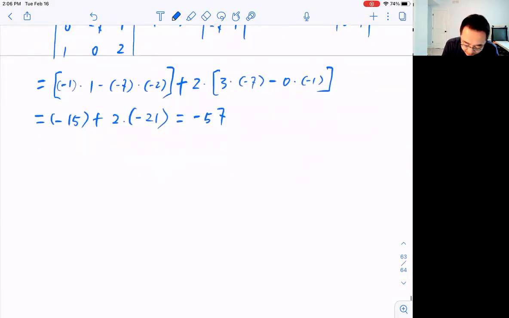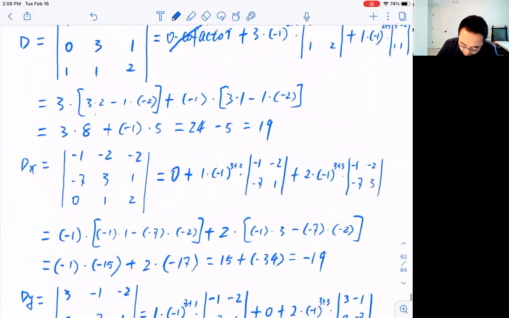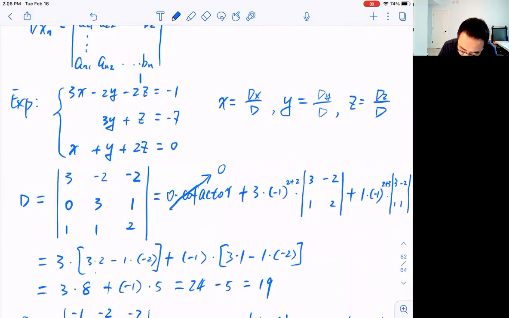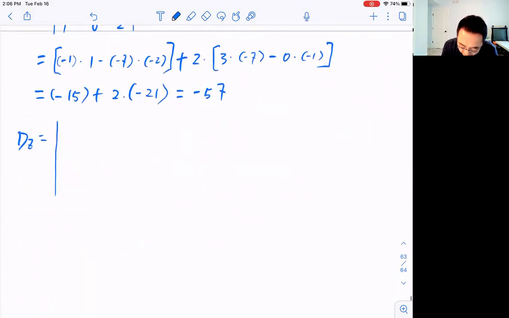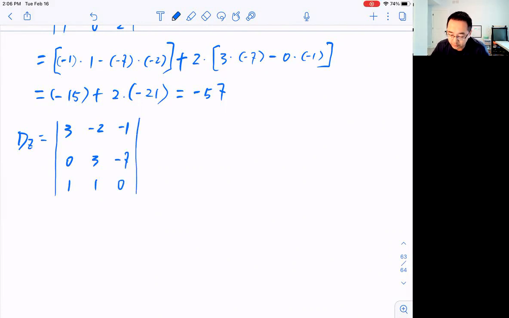Finally, dz is when you replace all the z coefficients right here with all the constants right there. So let's look at what that looks like. So that is 3, 0, 1, negative 2, 3, 1, then replacing it with the constants in the third column. So negative 1, negative 7, 0. Again, the third row has a 0 and 2 1s, the easiest to calculate. And I'm going to use that.